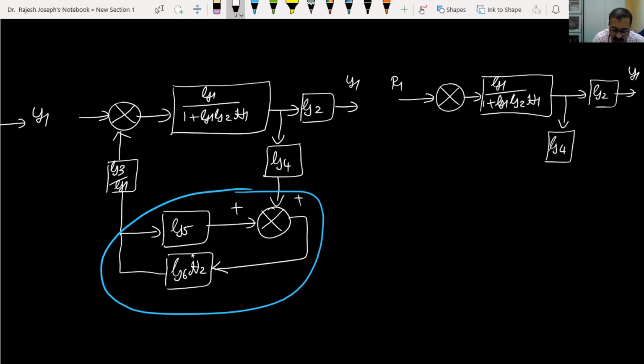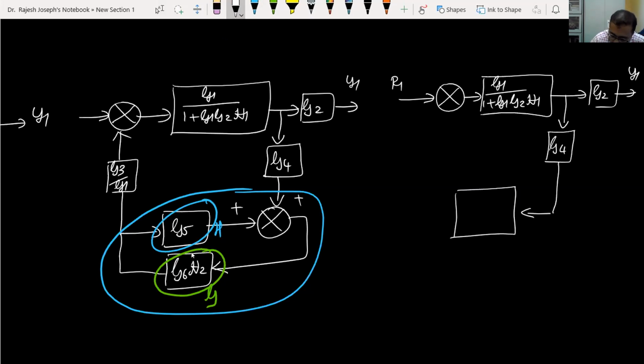So what is G and what is H here? G means the forward path transformation. What is G here? G is G6H2. This is my G. And this is my H. Okay. So G divided by 1 minus. Why minus sign? Because of positive feedback. Okay. So I can straight away write like this. There's a block here whose gain is G6H2 divided by 1 minus G5, G6, H2.